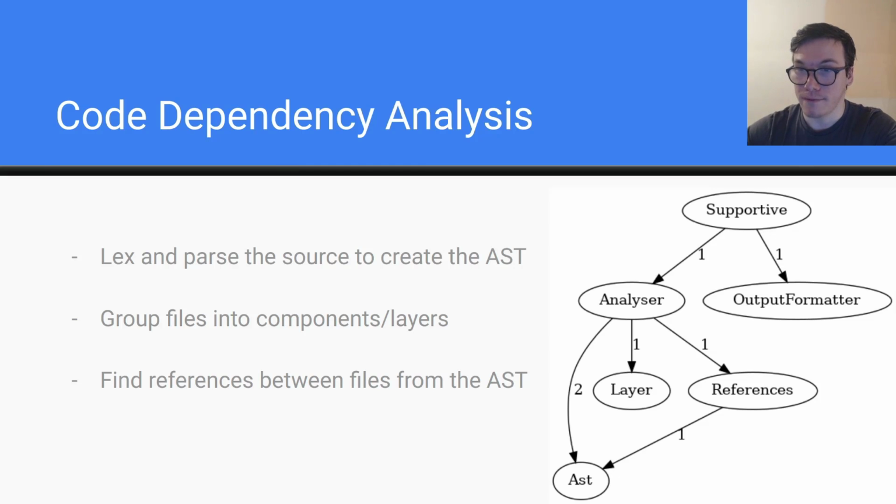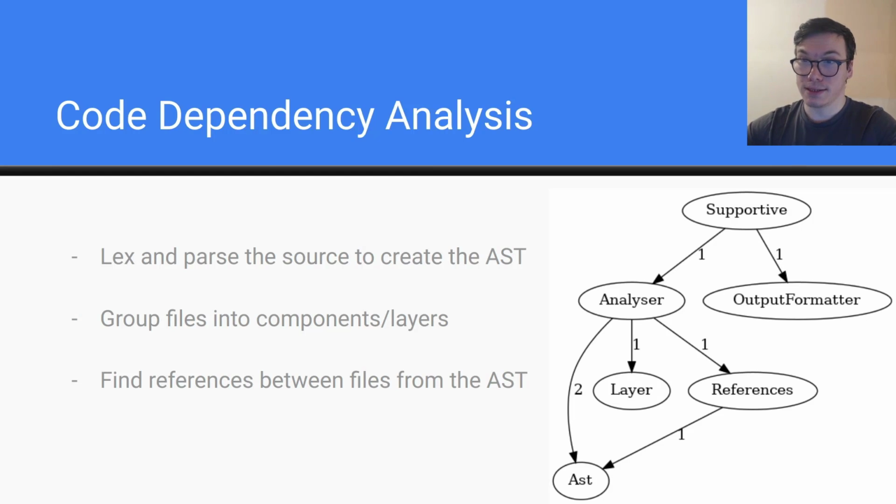The graph might look something like this. So, I see that there are 6 components in this graph, and there are direct dependencies between those, right? For example, the supportive component depends on the output formatter and analyzer components. An output formatter then in turn doesn't depend on anything, right? The same can be said about layer. And on the other side, we can see that nothing depends on supportive.